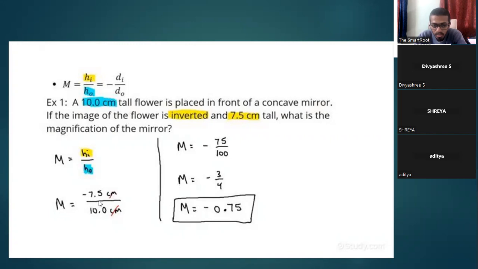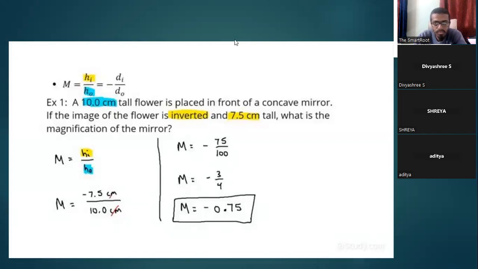Why? Here there is one decimal point, and I am removing only that one decimal point. If I remove one decimal point from the numerator, the same decimal point I can remove from the denominator also. So yeah, this is pretty much about magnification.